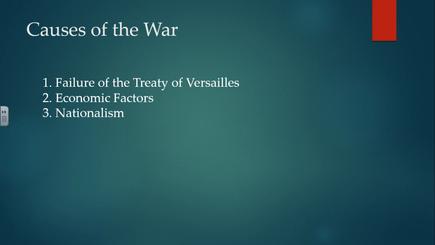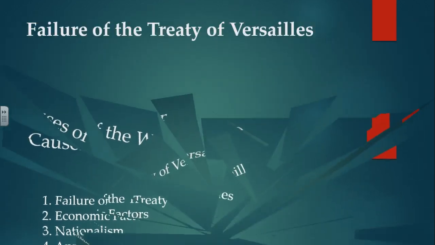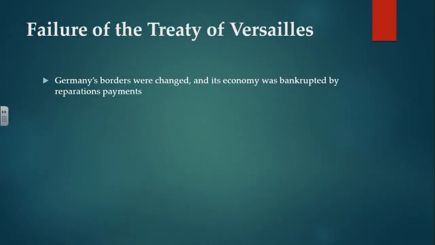Number three, we have intense nationalism, as if they did not learn something from World War I. Nationalism is going to play a fairly large role in causing World War II. Maybe eventually people will figure that out. And number four is appeasement and isolationism. This is going to be another thing that I'm going to be explaining, how it's going to cause World War II. Failure of the Treaty of Versailles.